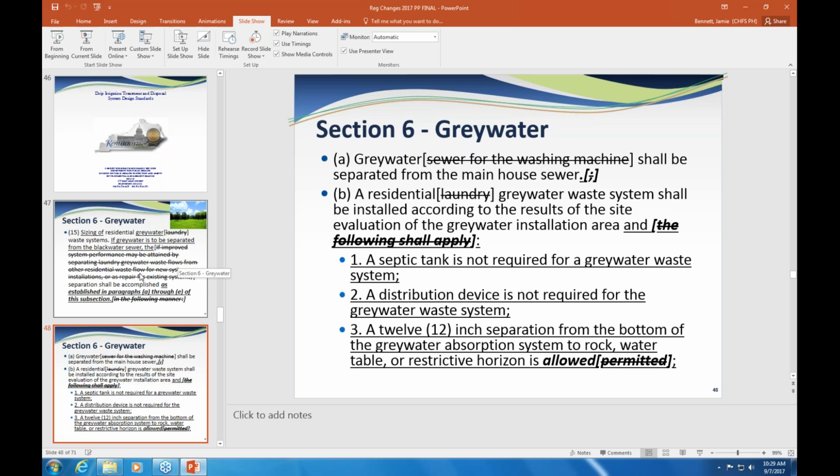Gray water shall be separated from the main house sewer. A residential gray water waste system shall be installed according to the results of the site evaluation of the gray water installation area. Number 1, a septic tank is not required for gray water waste system. A distribution device is not required for the gray water waste system. A 12-inch separation from the bottom of the gray water absorption system to rock, water table, or restrictive horizon is allowed.